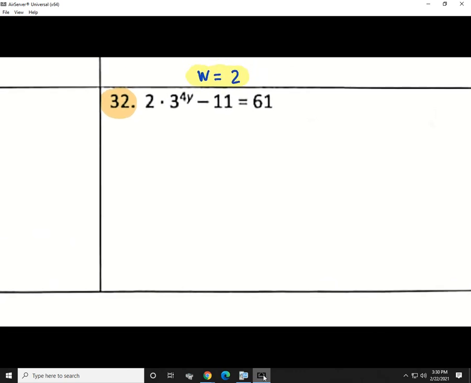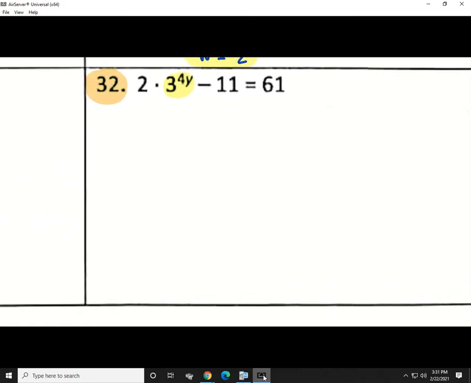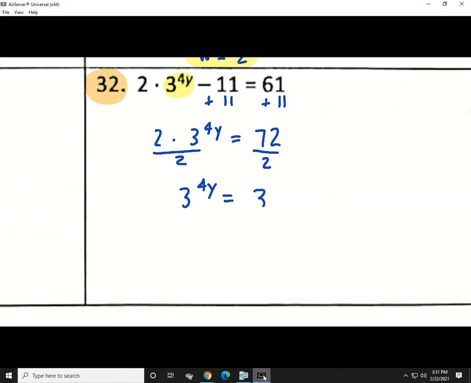Now, when we did these types of problems, remember, we focused on getting that isolated, right? That's the base of my exponent. So the first thing we need to move to get that isolated is the 11. We've got to add 11. So 2 times 3 to the 4y will equal 72. Then, still not isolated, we're going to get rid of that 2 by dividing by 2. So 3 to the 4y power will equal 72 divided by 2, which is 36.